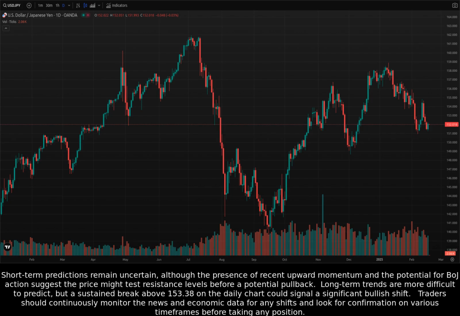Long-term trends are more difficult to predict, but a sustained break above 153.38 on the daily chart could signal a significant bullish shift. Traders should continuously monitor the news and economic data for any shifts and look for confirmation on various timeframes before taking any position.